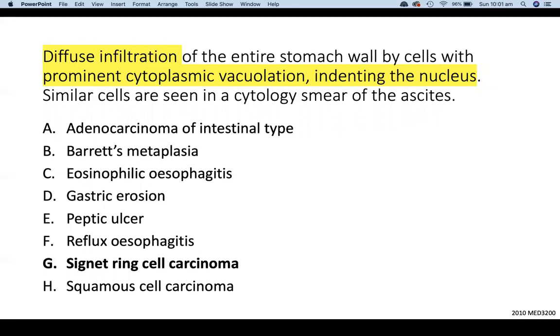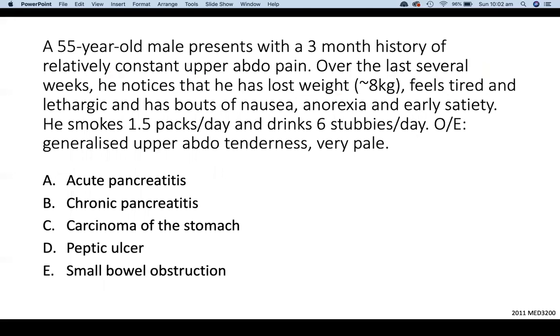Okay. So relatively constant upper abdo pain, loss of weight, smokes, drinks, early satiety, very pale. Cancer? Yeah. Nice. So he's probably got iron deficiency anemia as well. Feels tired and very pale. Lethargy. Okay. Good. And notice that this is a pretty fast history, a 3-month history.